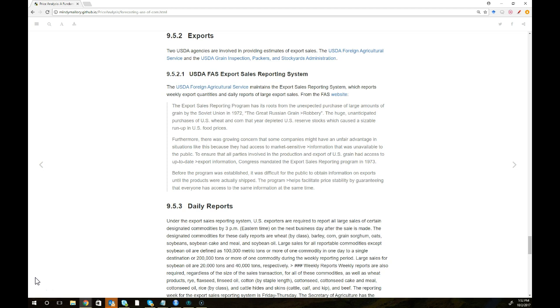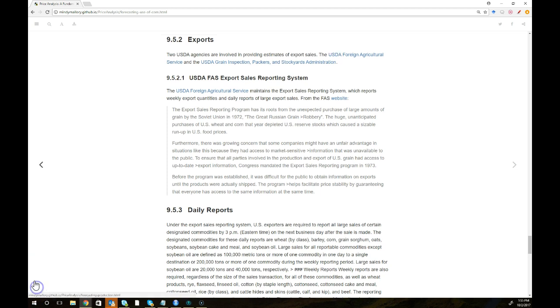So people look to the USDA's reporting system for exports to get a sense of how fast export sales are going. The USDA has not one but two different agencies that are involved with estimating the export sales in the country. And we have two of them because they kind of serve different functions, but they both, through those functions, end up producing decent estimates about what our export numbers are. So let's talk about each of them in turn. The first we'll talk about is the export sales reporting system of the USDA's Foreign Agricultural Service.